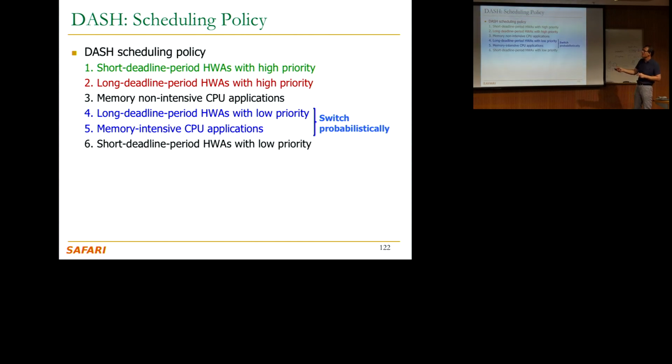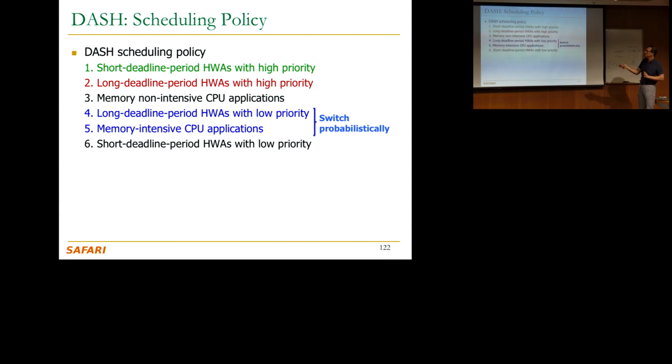Memory non-intensive CPU applications are actually third priority. And long deadline period hardware accelerators that have low priority are over here, and memory-intensive CPUs are over here. And short deadline period hardware accelerators that are scheduled based on worst case and that are supposed to be low priority at that time based on that worst case are the lowest priority, because you've already scheduled their request based on their worst case. If you didn't understand that, read the paper. But basically, it's a complicated priority mechanism.